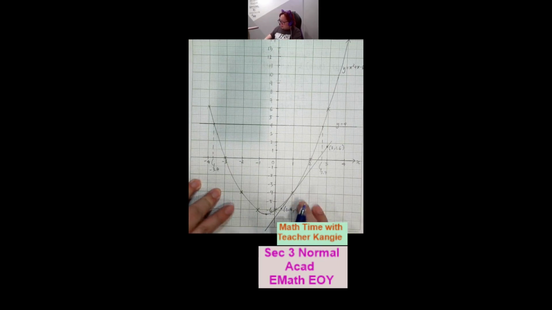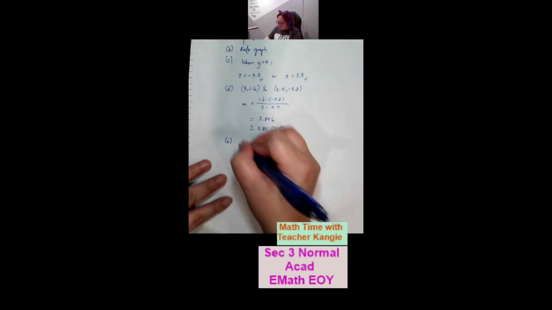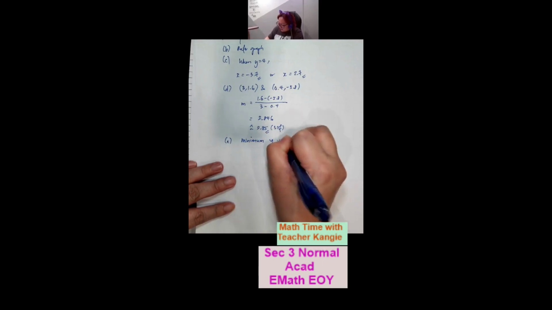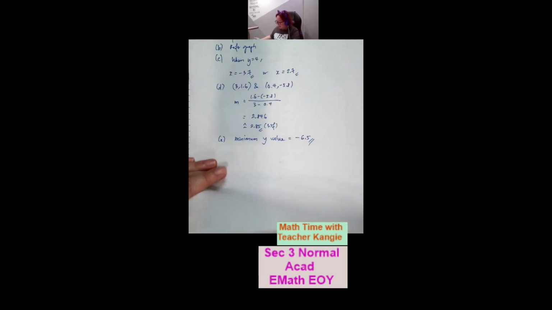So I will have part E. I will say minimum y value equals negative 6.5. Done.